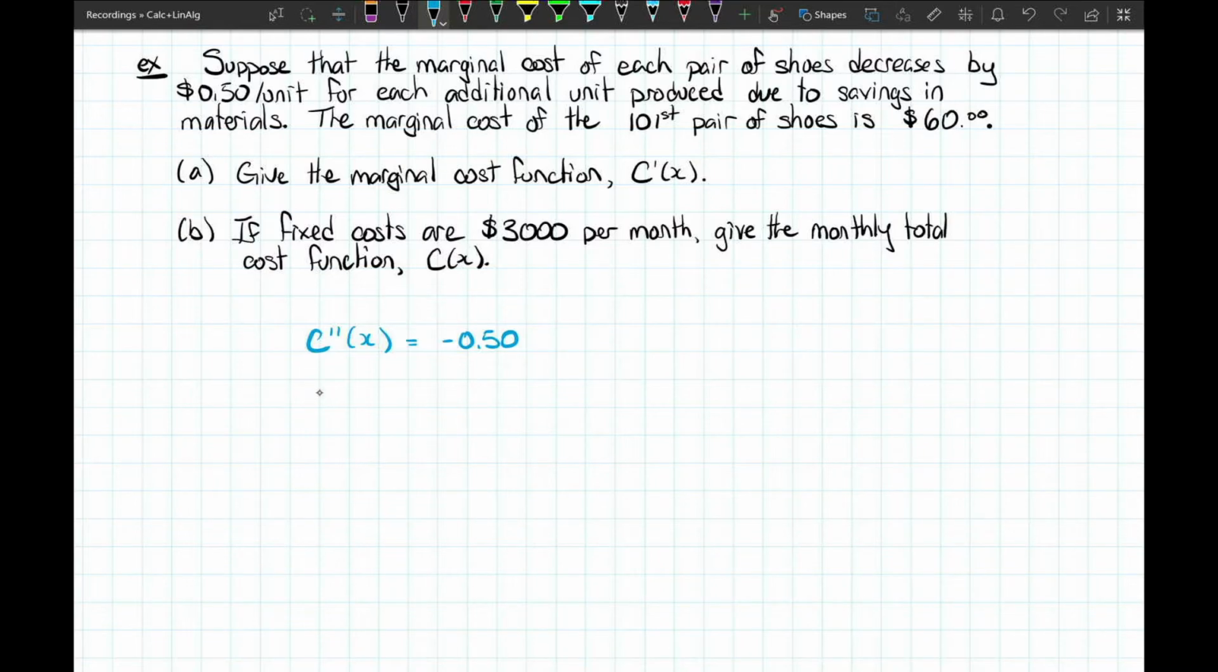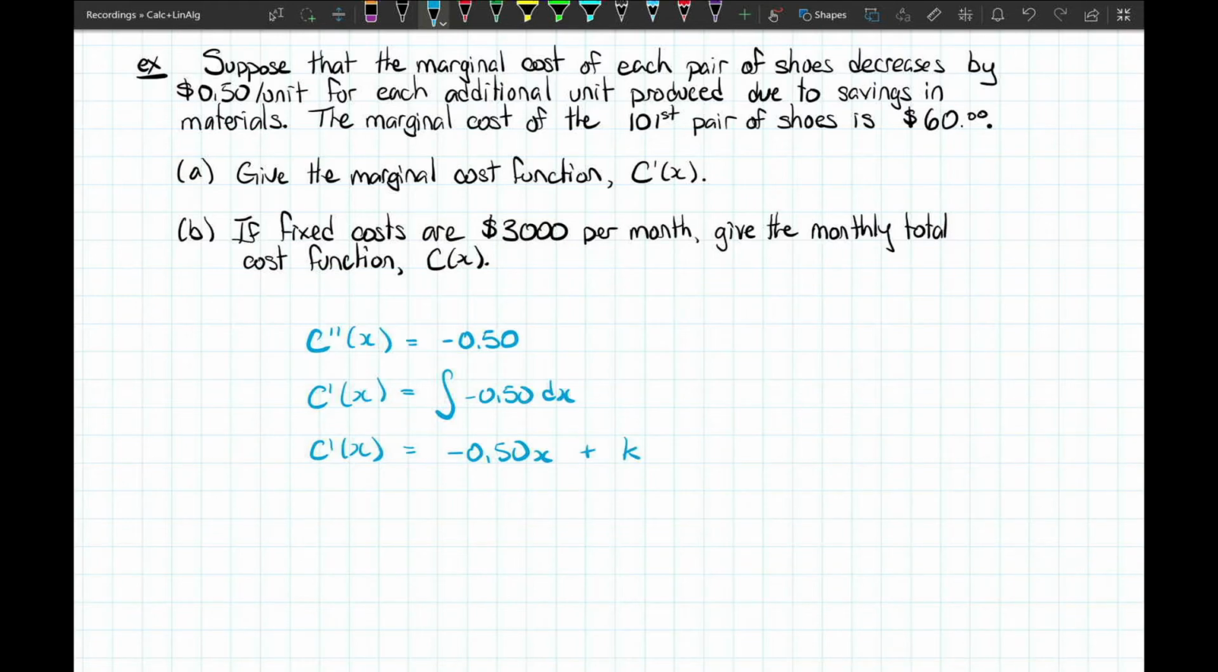So to get marginal cost c prime, what we're going to do is integrate the rate at which marginal cost is changing, which is negative 0.5, with respect to x. Now this is just a constant, so applying the constant function rule, we end up with c prime of x equal to negative 0.5x plus an arbitrary constant, and I really shouldn't use c here, so why don't we use something like k?